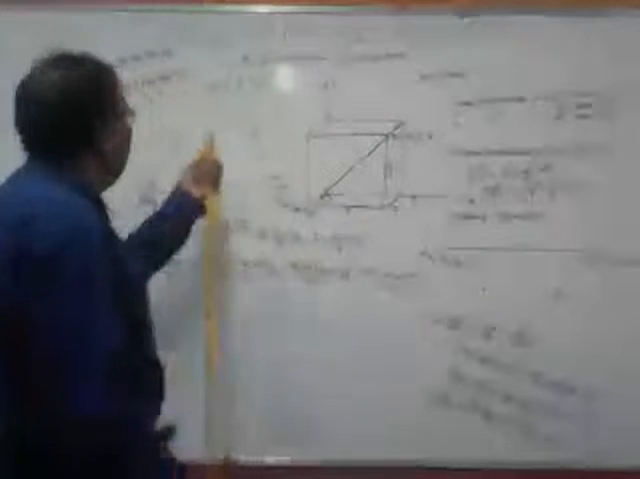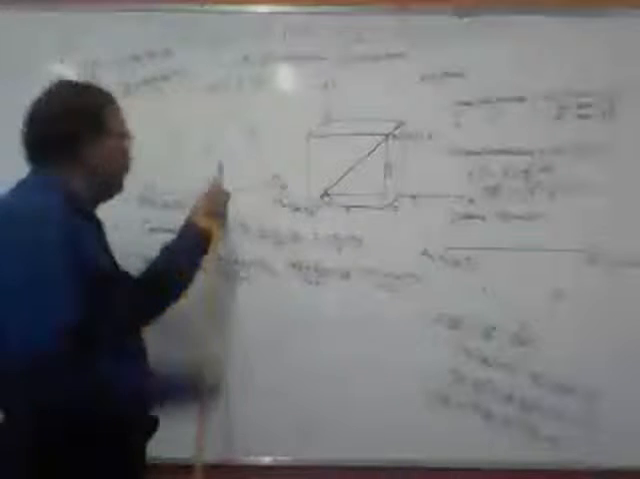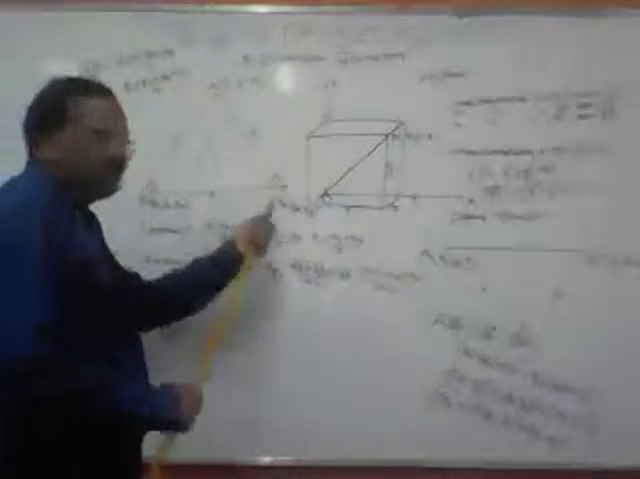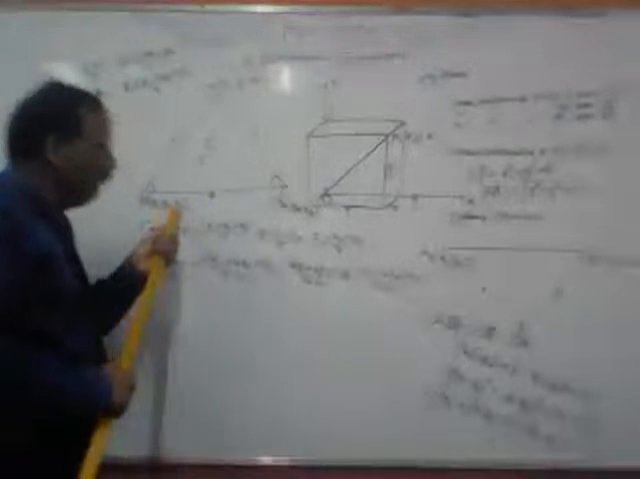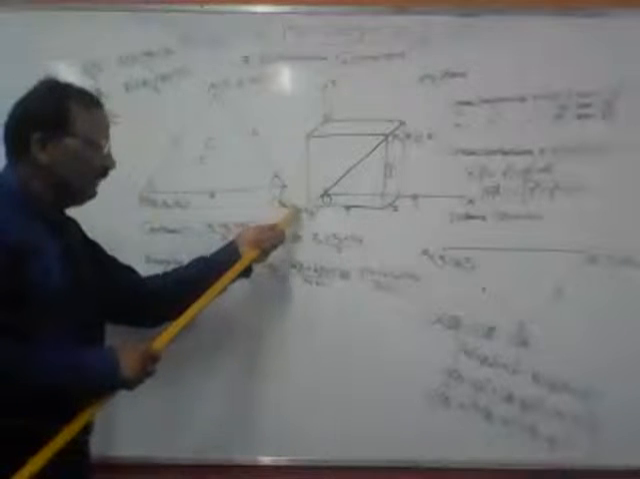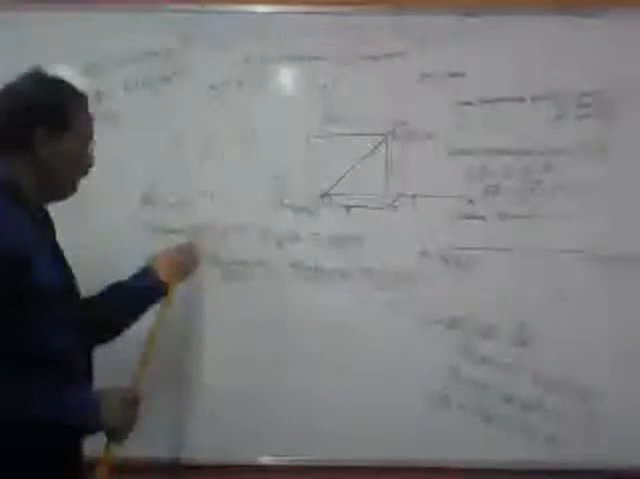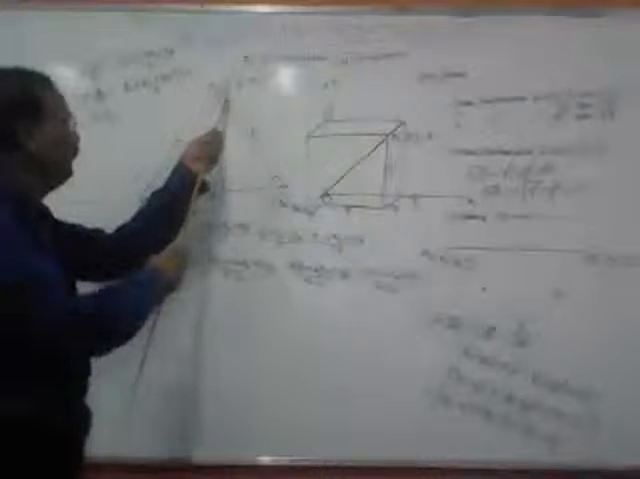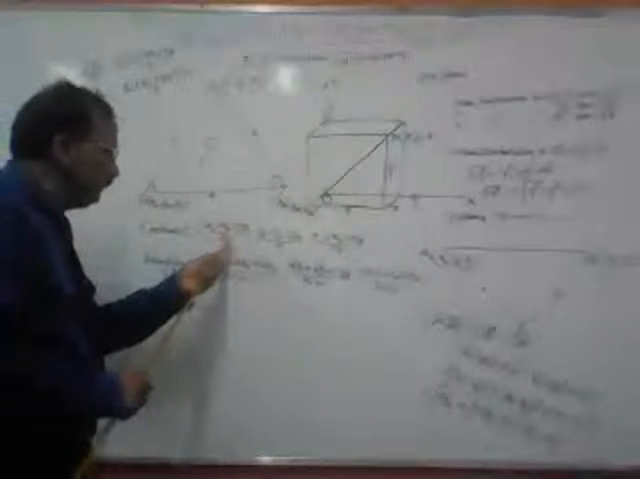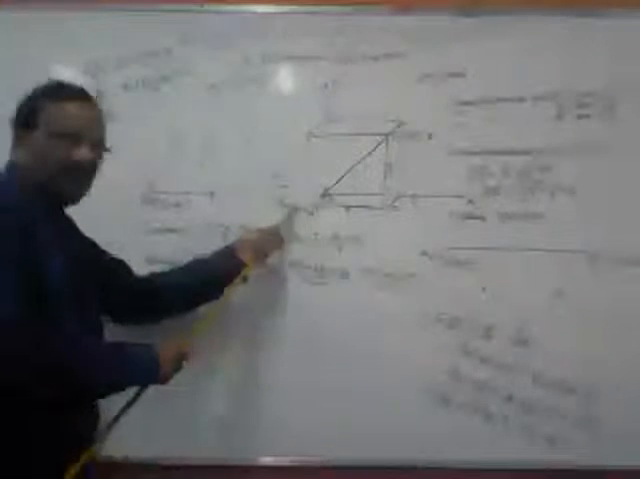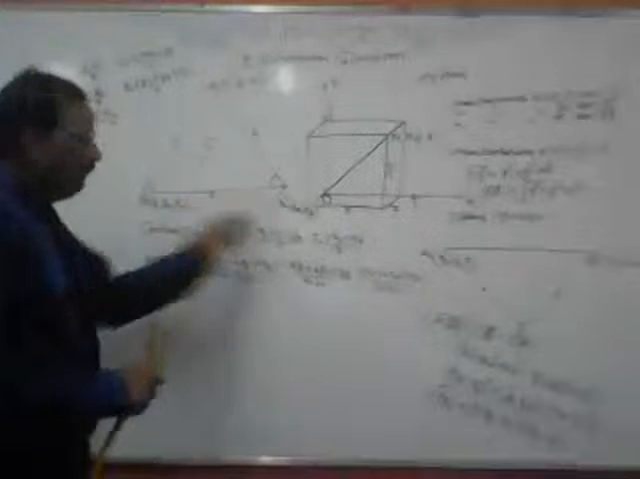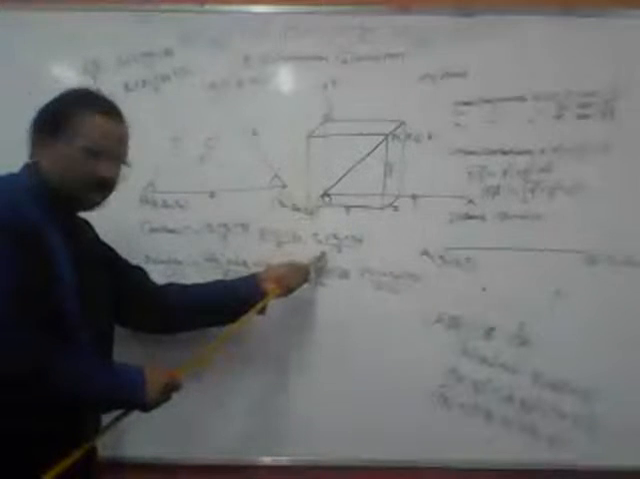Afterwards, you became familiar with the centroid of the triangle. If triangle ABC has A coordinates x1, y1, z1, B coordinates x2, y2, z2, and C coordinates x3, y3, z3, then the centroid of the triangle will be (x1 plus x2 plus x3) by 3, (y1 plus y2 plus y3) by 3, (z1 plus z2 plus z3) by 3.